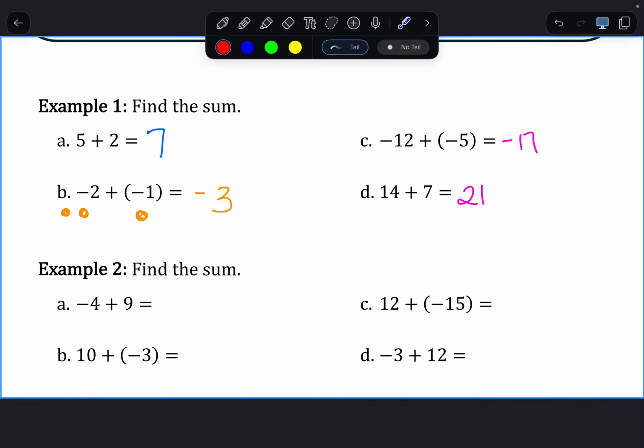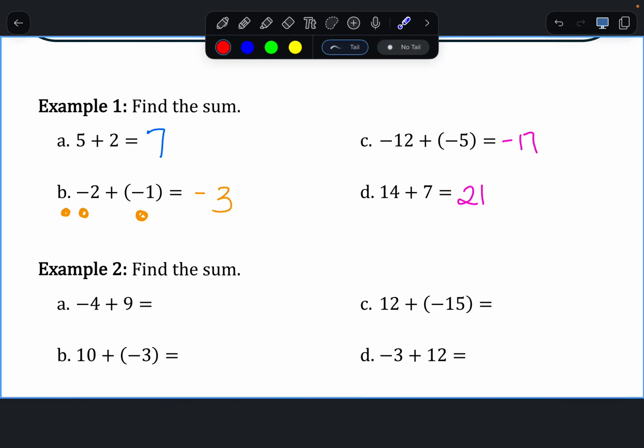4 negative plus 6 negative. Are any chips canceling? No, we're totaling them together. So how many negative chips do we have? We have negative 10 chips.